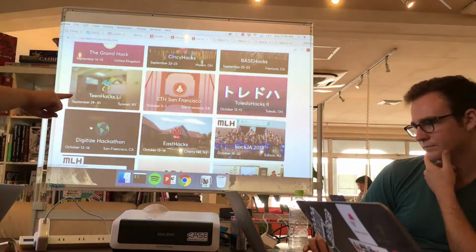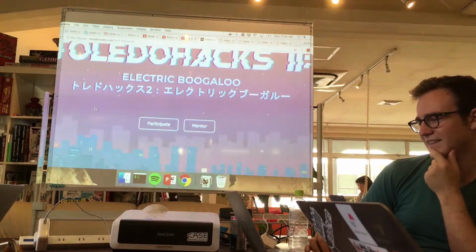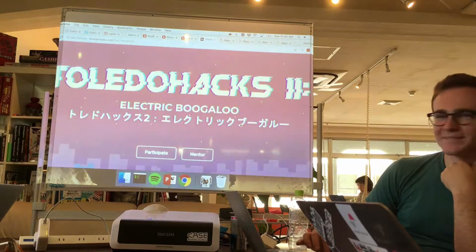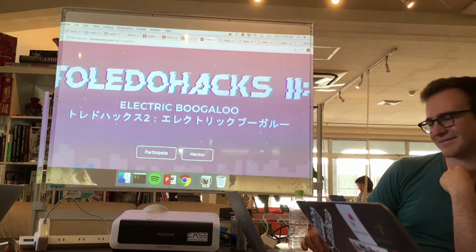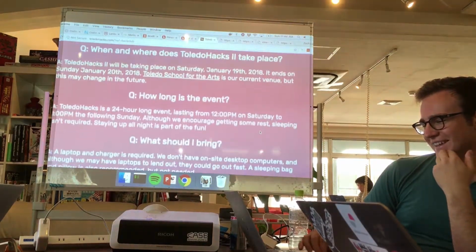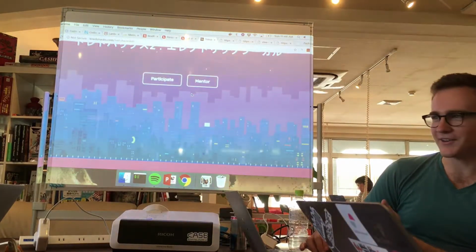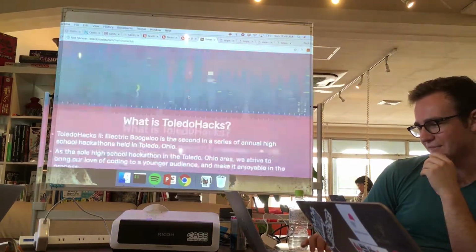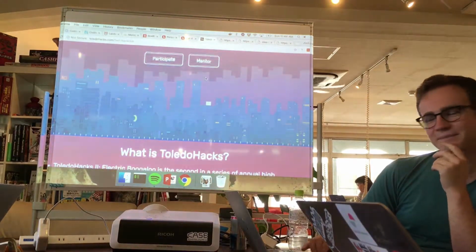Is it the Japanese character? Yeah. So what does this say? Does this mean anything? We can read it because it's written in Japanese, but I don't get the meaning of that. Sorry. No, it's okay. I think it's an aesthetic thing, because this event is in Toledo in Ohio, which is in the middle of nowhere in the U.S. They're involved with the CoderDojo in Toledo too. Okay. Now I get it.